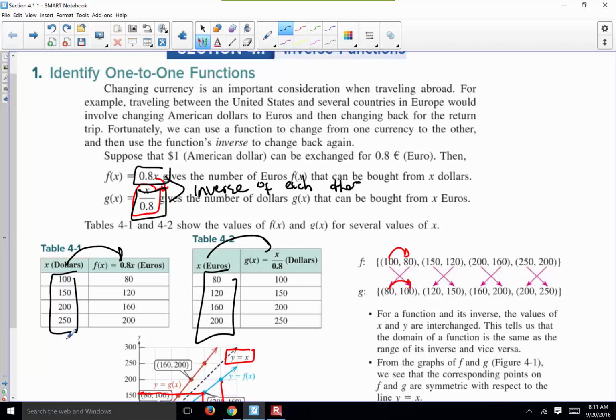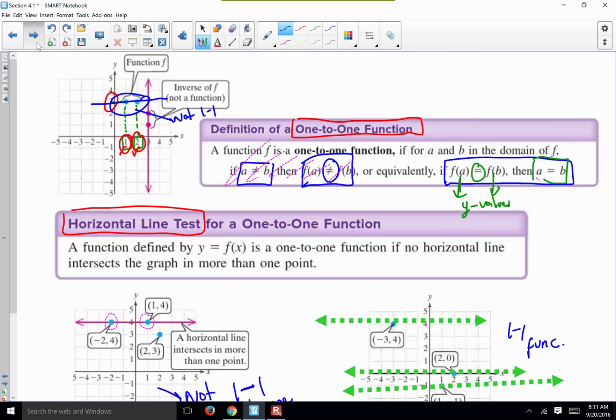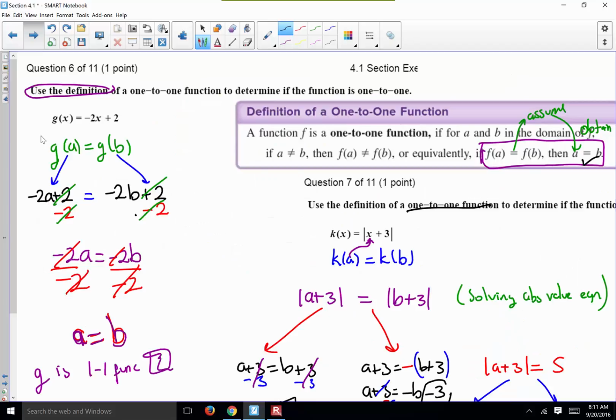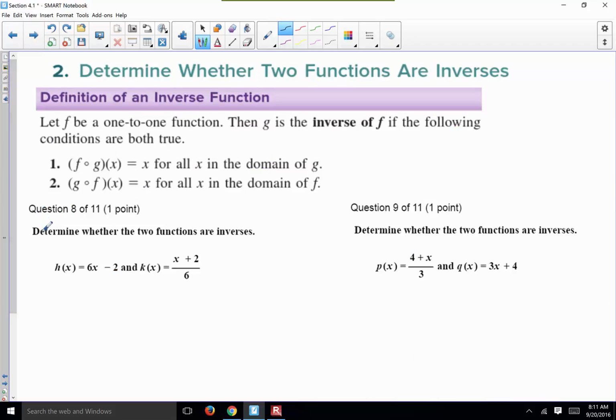What happens if I have $500? Did you prove $500 are going to each other? No. Can we test all the single values one by one? No. We need a formal way to prove two functions are inverse of each other, a mathematical way, and it's this one. You compose those two functions, the composition operation. Do you remember this from section 2.5? Composition of functions.